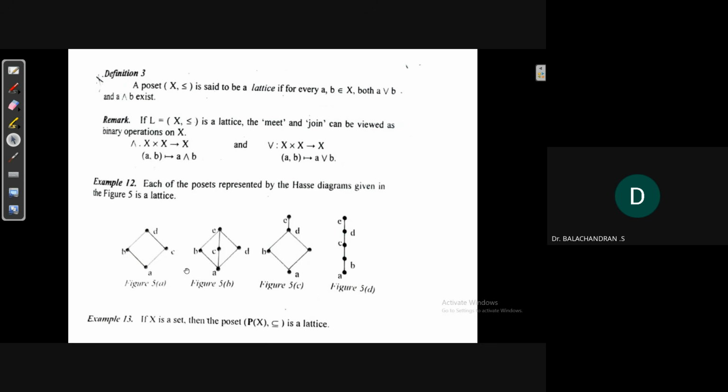That means if you take any two elements, the least upper bound of AB, AC, or AD exists. Similarly, the greatest lower bound of AB, AC, AD, or BC exists. All the combinations you can take. For A and C, what is the least upper bound? The upper bounds are C and D, so the least upper bound is C. Similarly, for A and D, the least upper bound is D. For A and D, the greatest lower bound is A.